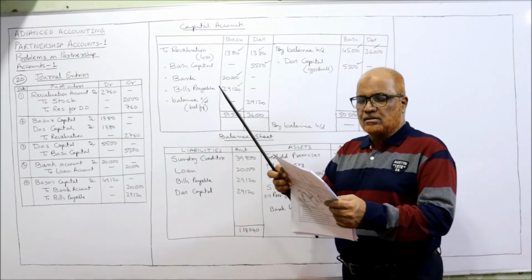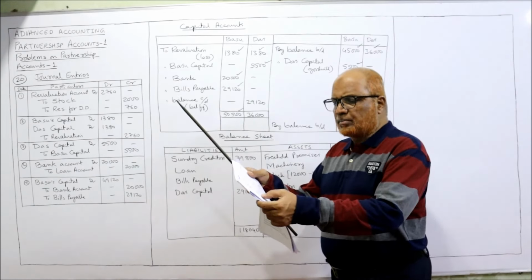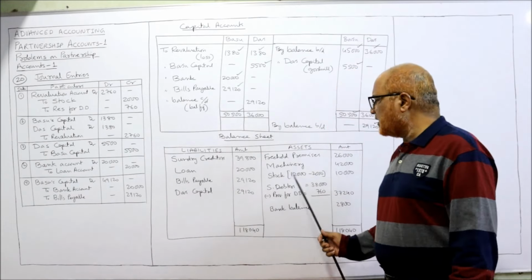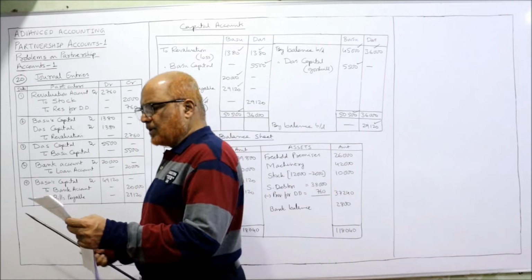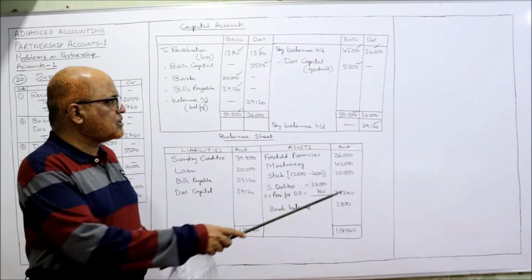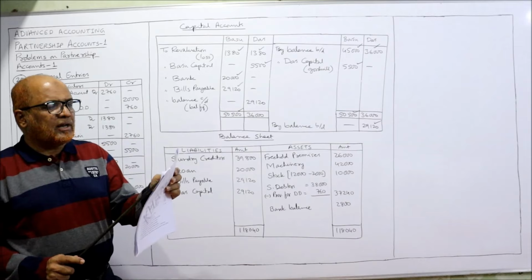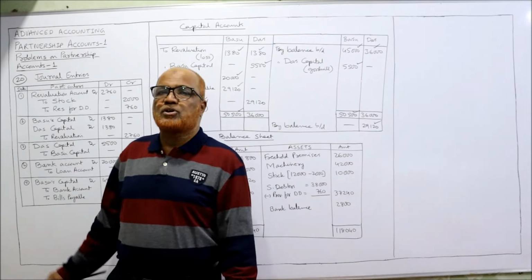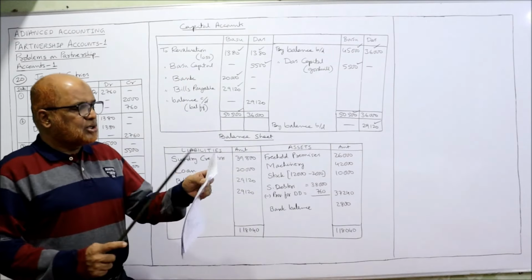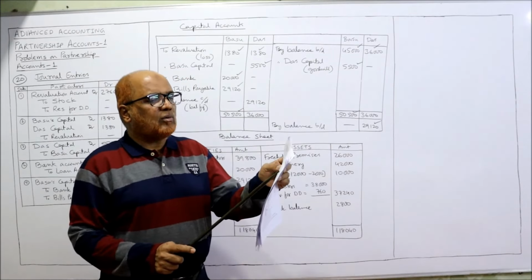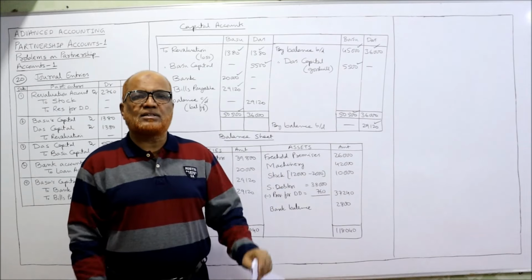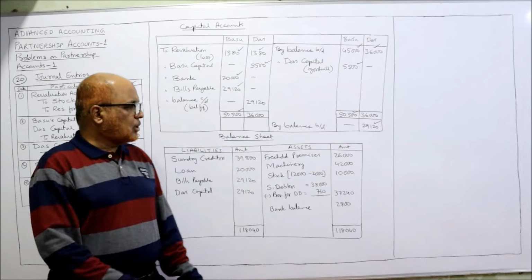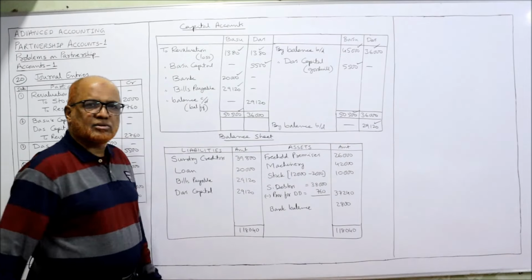Freehold premises 26,000, but there is no change. No change in freehold premises. Same 26,000 we have taken. In the balance sheet it is given 26,000, here also 26,000. Machinery 42,000. There is no change. No adjustment is made for machinery. Same 42,000. Stock. Stock book value was 12,000, but agreed worth 10,000. So 2,000 stock has been reduced. So 12,000 minus 2,000, 10,000.